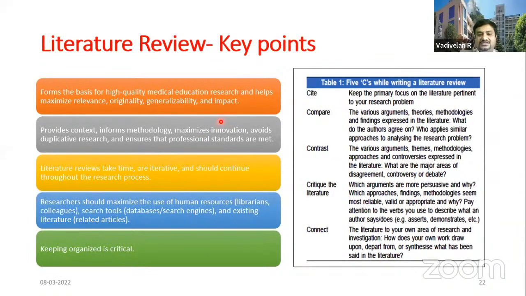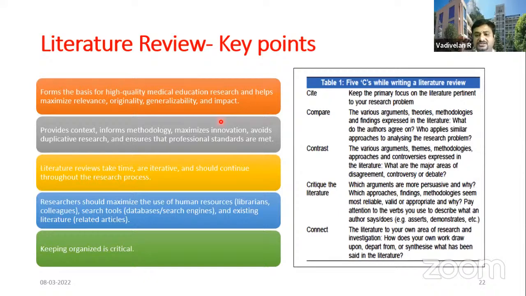So that is about the literature, the second part which we have discussed. We should know that this literature review is the work which has already been done by scientists or researchers, the methodology which they adopted, and what is the innovation they have done. Therefore, we can go to a new innovation, and mainly we can avoid the unnecessary manpower and the duplicative research. So we maintain that professional standards are being met.